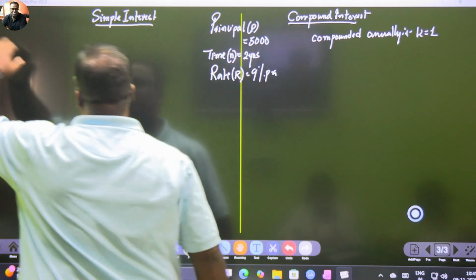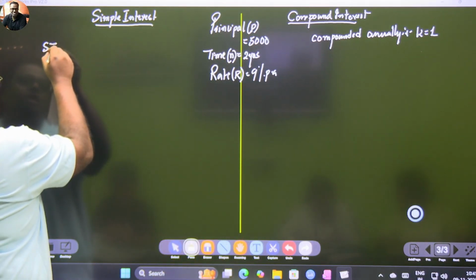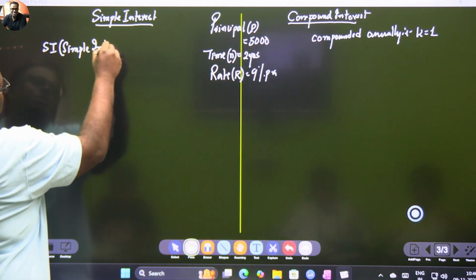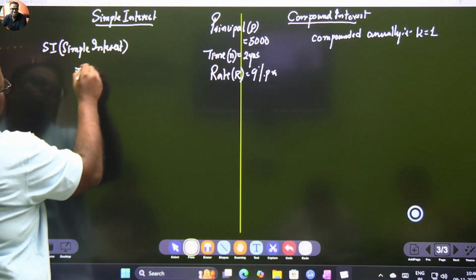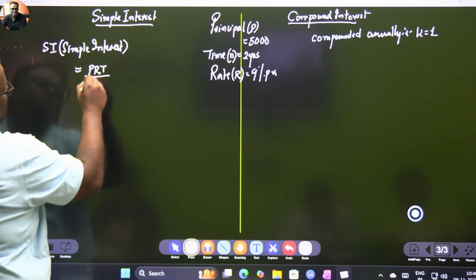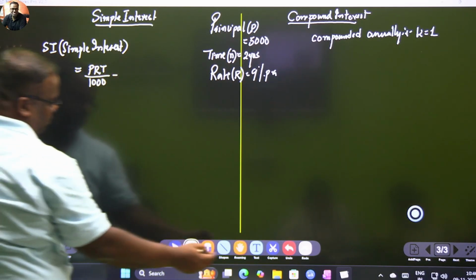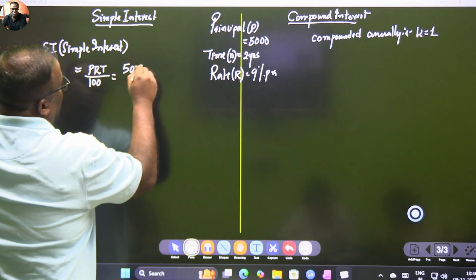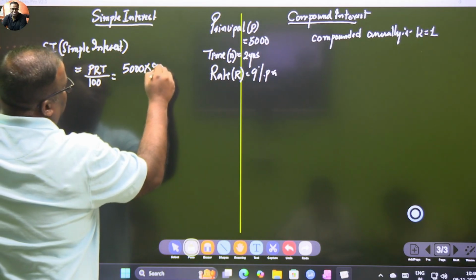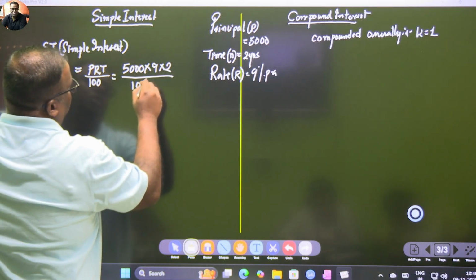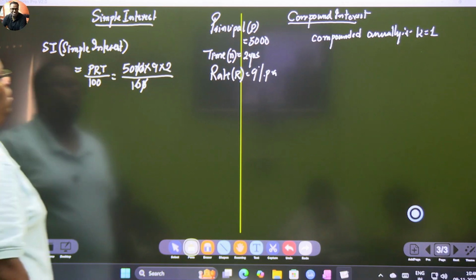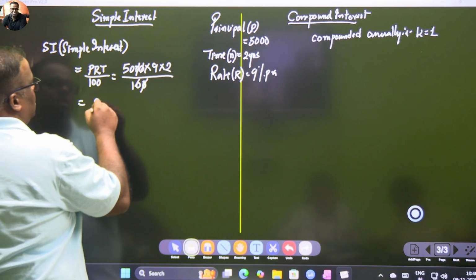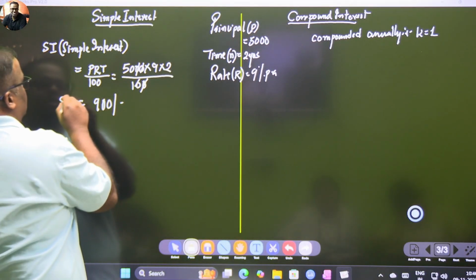So let's calculate first the simple interest. SI stands for simple interest. The simple interest is given by the formula PRT upon 100, which is equal to the principal 5,000 multiplied by the rate 9 into T being 2, divided by 100. So 50 into 2 becomes 100, and 9 into 100 becomes 900. So the simple interest SI is 900.